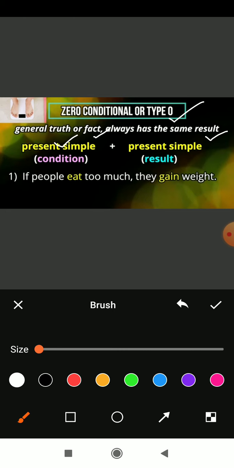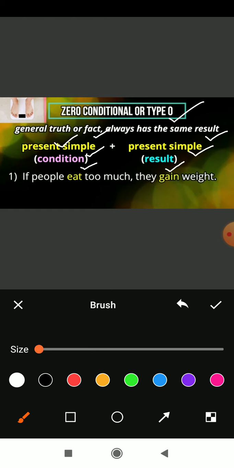So what is the structure of this whole sentence? Which form of the tense do we have to use? See, present simple plus present simple. If the if clause is in the present simple, then the main clause, which is the result, should also be written in the present simple. So this kind of sentence can be called a zero conditional clause.